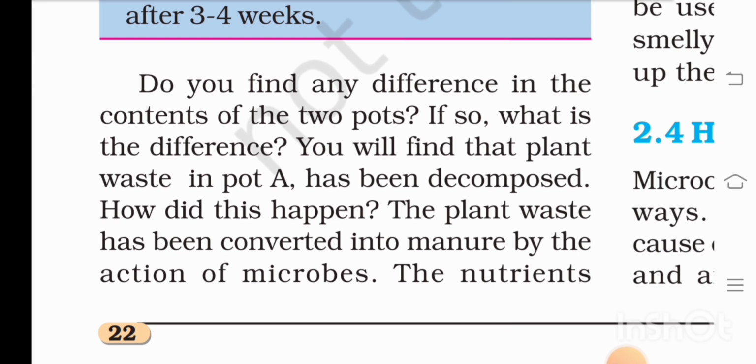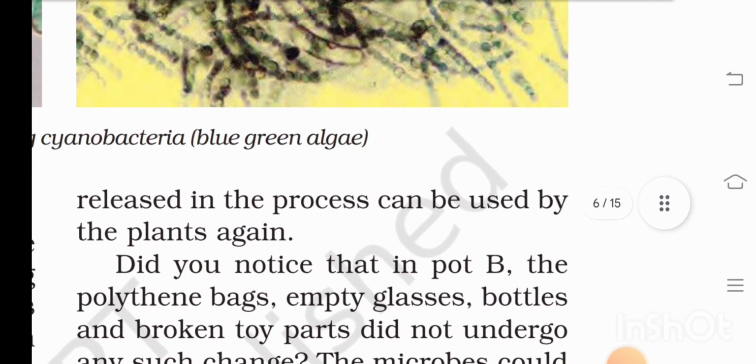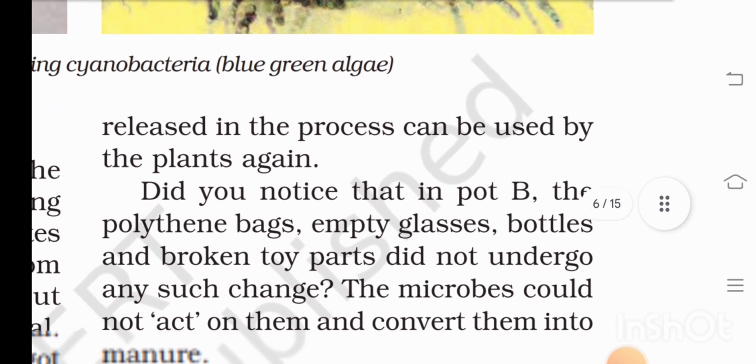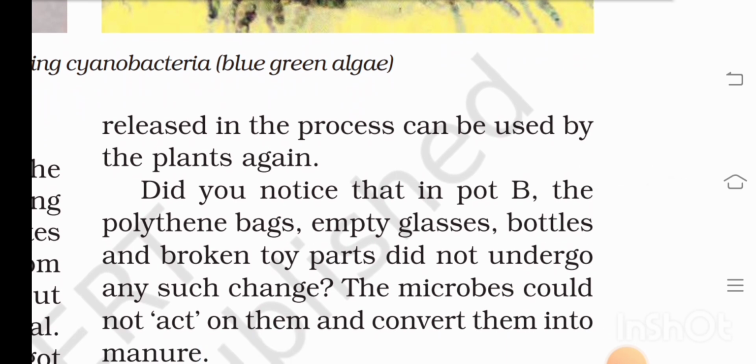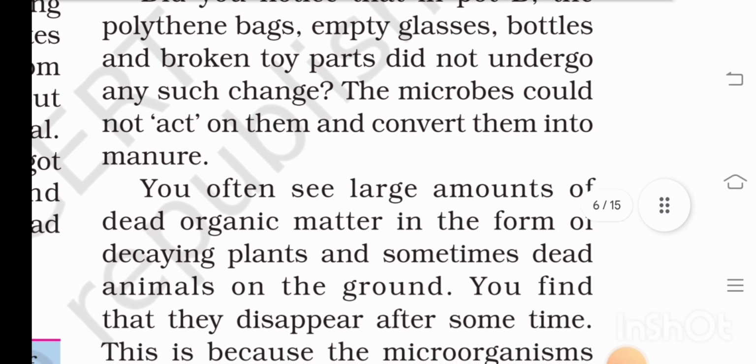You will find that plant waste in pot A has decomposed. How did this happen? The plant waste has been converted into manure by the action of microbes. The nutrients released in the process can be used by the plants again. Did you notice that in pot B, the polythene bags, empty glasses, bottles and broken toy parts did not undergo any such changes? The microbes could not act on them and convert them into manure.